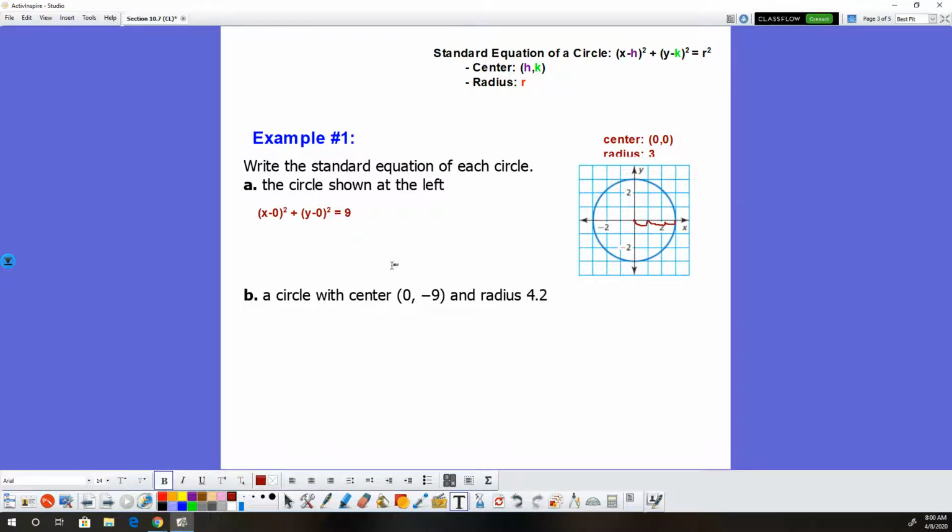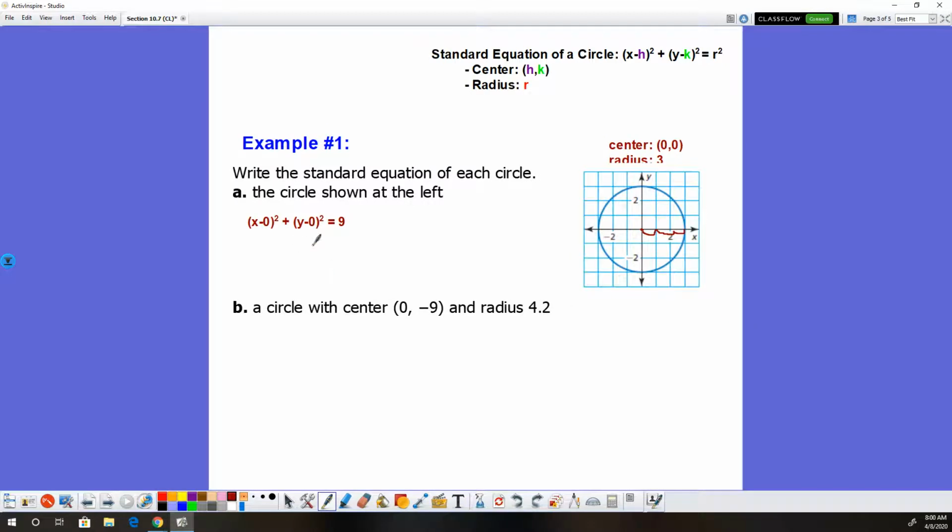So this would be the standard equation of a circle. If you wanted to rewrite this and make it a little cleaner, guys, x minus 0 is just x, so x squared, plus y minus 0 is just y squared equals 9. So this here would be your answer. Or I'm sure Big Ideas would accept this up here as well.